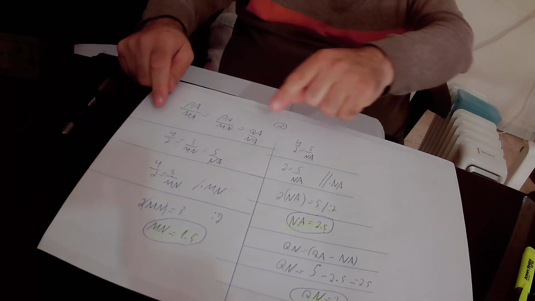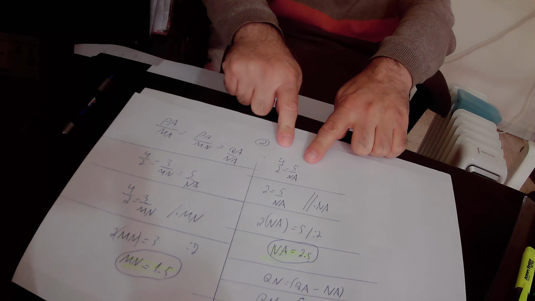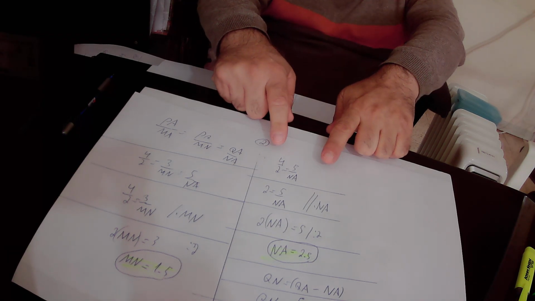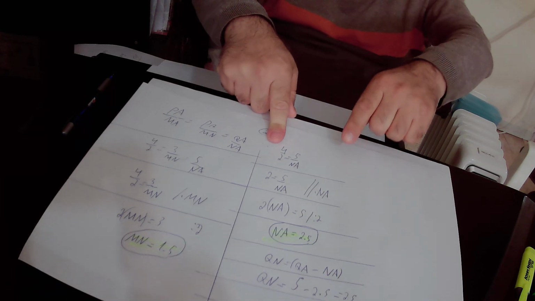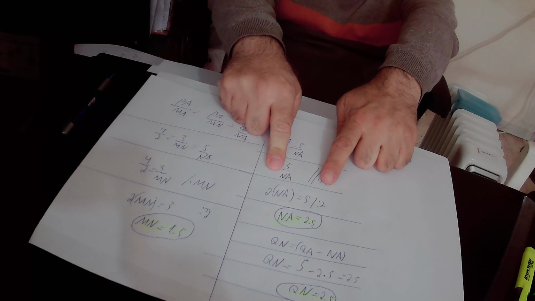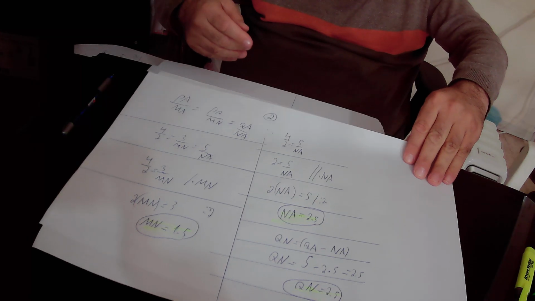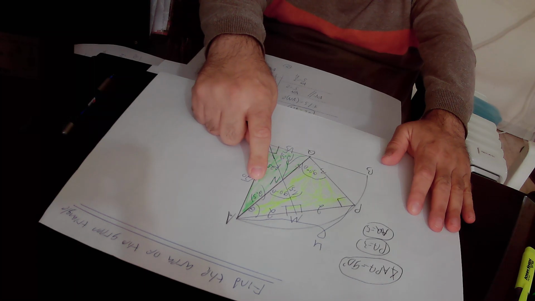So from the same equation, we derive that 4 over 2 equals 5 over AN. 4 over 2 is 2, so 2 equals 5 over AN. We multiply this equation by AN and find that 2 times AN equals 5. We divide by 2 and find that AN equals 5 over 2, which is 2.5. So in conclusion, this line segment AN equals 2.5 units in length.